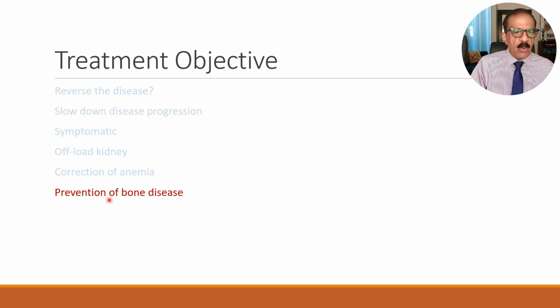Now let's talk about the prevention of bone disease. Patients with chronic renal failure are likely to develop several types of bone diseases, and factors like chronic hypocalcemia, chronic secondary hyperparathyroidism, chronic protein malnutrition, renal acidosis, and vitamin D deficiency all contribute to kidney bone disease.